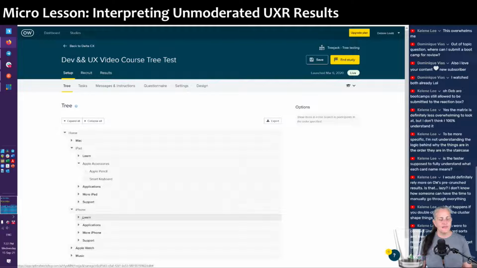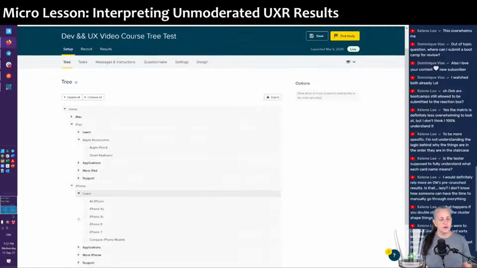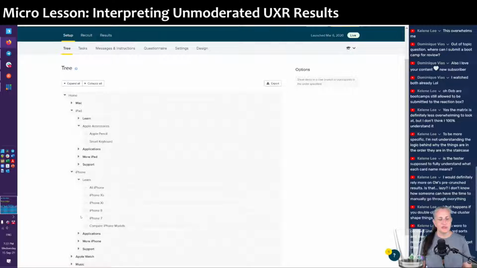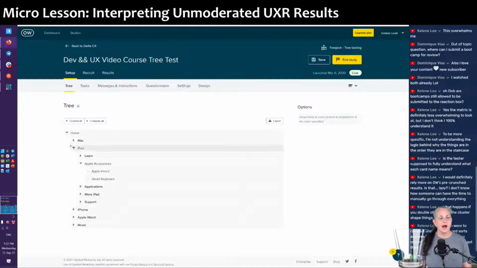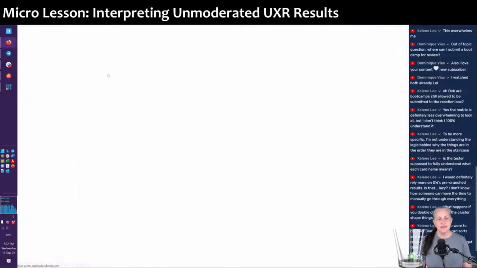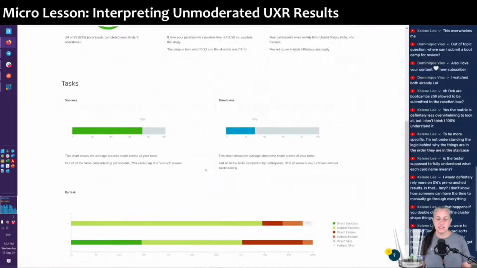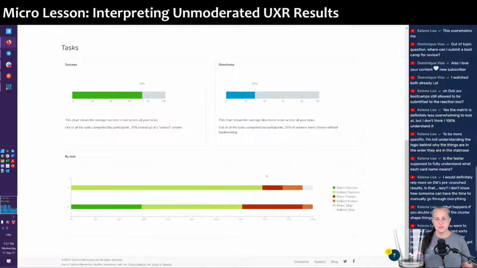And they said, iPhone, Learn. Oh, I don't see an Apple Pencil here. I must be in the wrong place. Let me go back. Okay, let's try iPad, and then let's try accessories. And then they go, oh yeah, Apple Pencil. Okay, found it. What would happen there is this system would say that was an indirect success because they weren't going in the right direction at first. They came back and then they found it. And so that would be an indirect success.